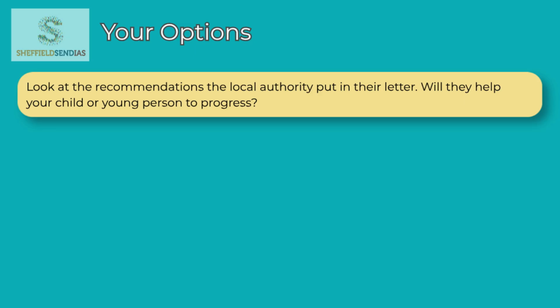One option is to look at the recommendations that the local authority have put in their letter and think about whether these recommendations would help your child or young person to progress. In some cases, once these recommendations have been tried, the child or young person is able to make progress. If the recommendations are tried but there's no progress, or your child or young person requires more support than the setting can provide, you will have new evidence to make a new request for assessment at a later date.